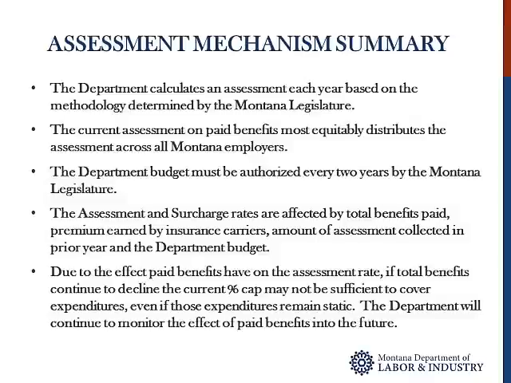To summarize, each year the department is tasked to conduct an assessment that is based on a methodology determined by the Montana legislature. While this methodology can be cumbersome and confusing, its basis on paid benefits most equitably distributes the assessment across all plans and employers. The department's budget must be authorized every 2 years by the Montana legislature and undergoes rigorous analysis and review prior to being approved. The assessment and surcharge rates are affected by total benefits paid, premium earned by insurance carriers, the amount of assessment collected in the prior year, as well as the budget.